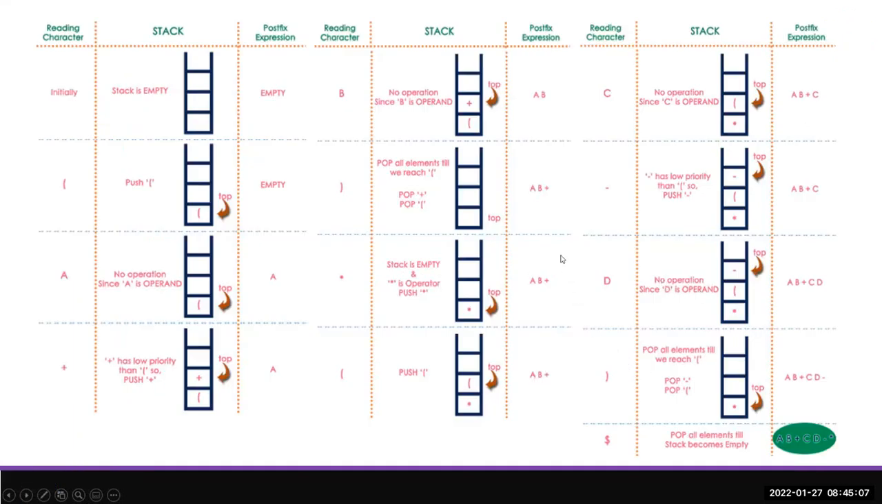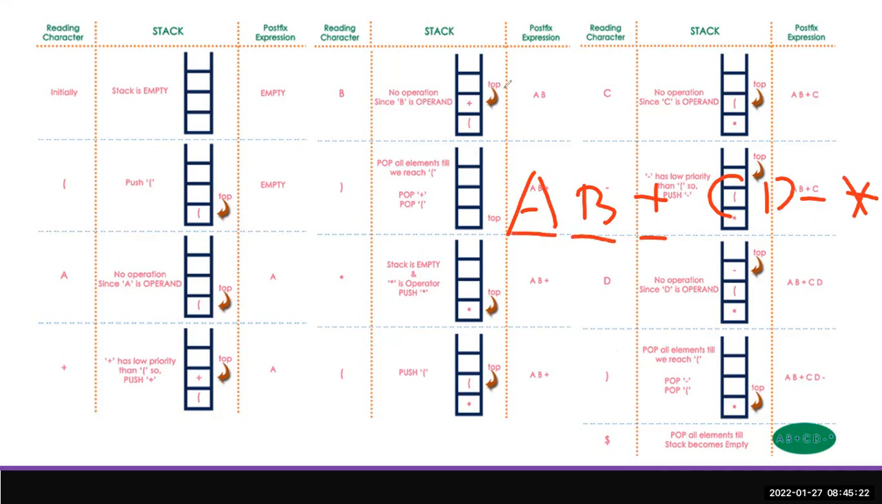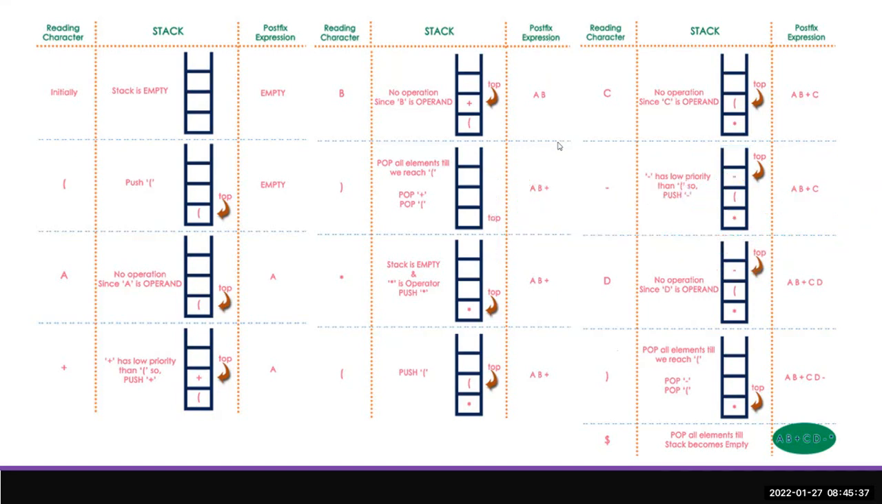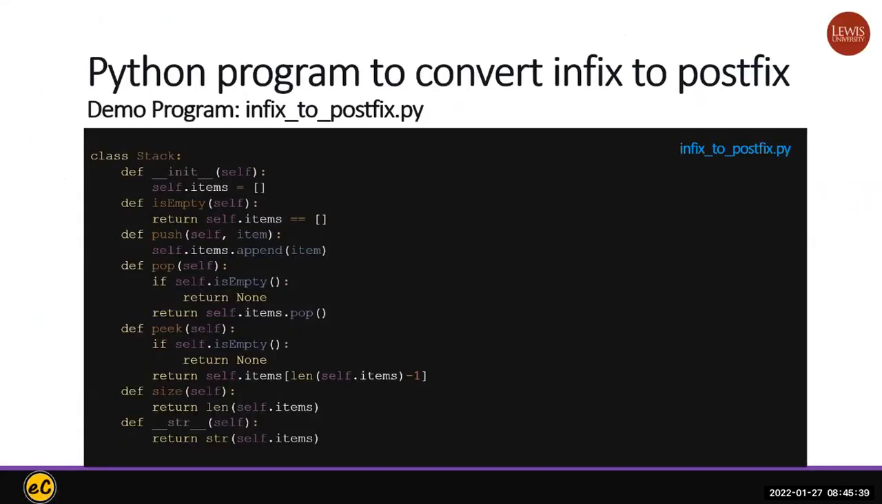So the first operand right now is A, B plus, and the second is C, D minus, and then these two will be multiplied. Okay, so this one is the first parenthesis, this one is the second parenthesis. Okay, and the third level is here. This one, and times. Okay. So that is converting the infix to postfix.